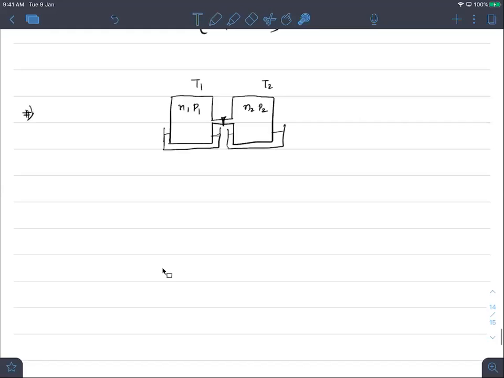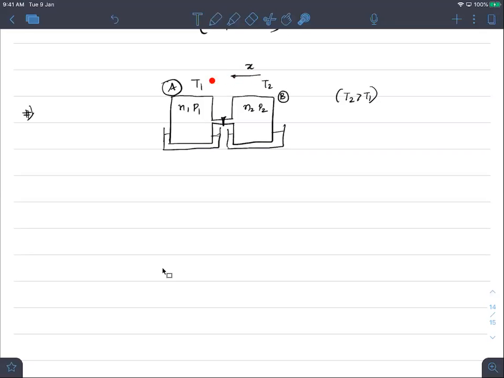In such types of cases, you can always consider some moles of the gas moving from left to right or right to left. For our simplicity, I'm assuming that T2 is greater than T1. It doesn't matter whether it is greater or less. So imagine some moles of N2 have moved towards N1. So some X moles have moved towards this chamber A, and this is chamber B.